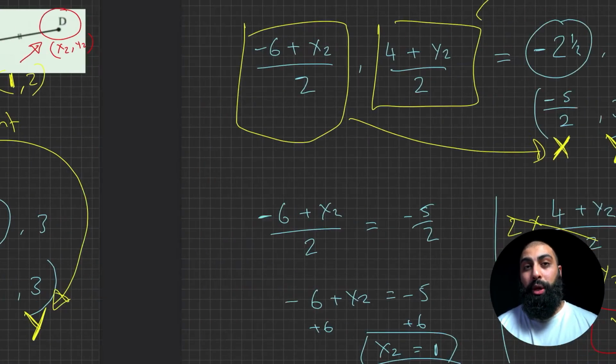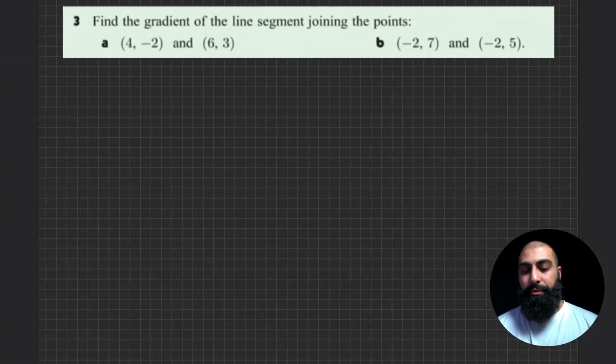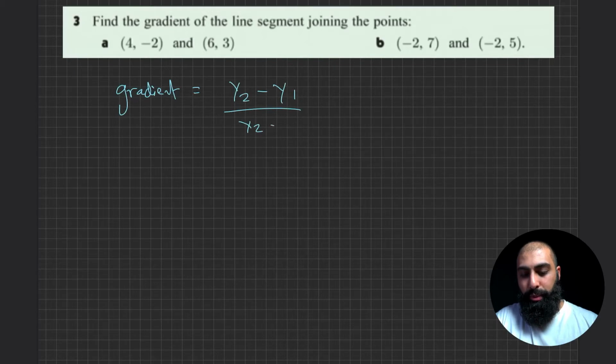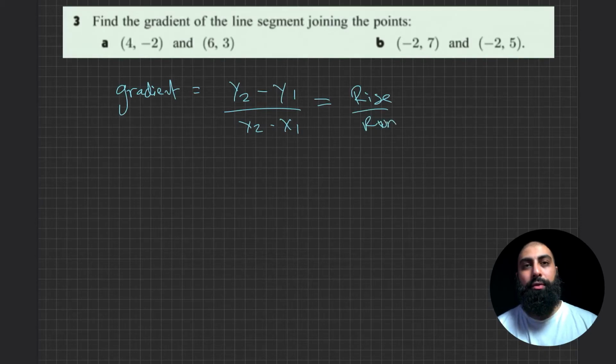Right, let's move on to question 3. Question 3 says, find the gradient of the line segment joining the points (4, -2) and (6, 3). Remember, if we're finding the gradient, we're going to be using the gradient formula. The gradient formula, just to work out the gradient, is equal to y2 minus y1 over x2 minus x1. This is basically the rise over the run. Okay, rise over the run.